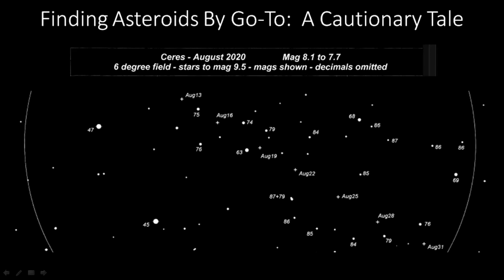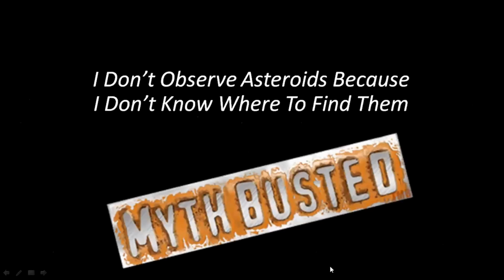All you need to do is bring a chart with you and compare it to what's in the eyepiece. If your go-to telescope is working right, what you see in the eyepiece is going to look like exactly what you see on the chart. It's going to be very, very simple to confirm. And if your go-tos are not working, well, you probably ought to know that, and not just proceed as if they might be.